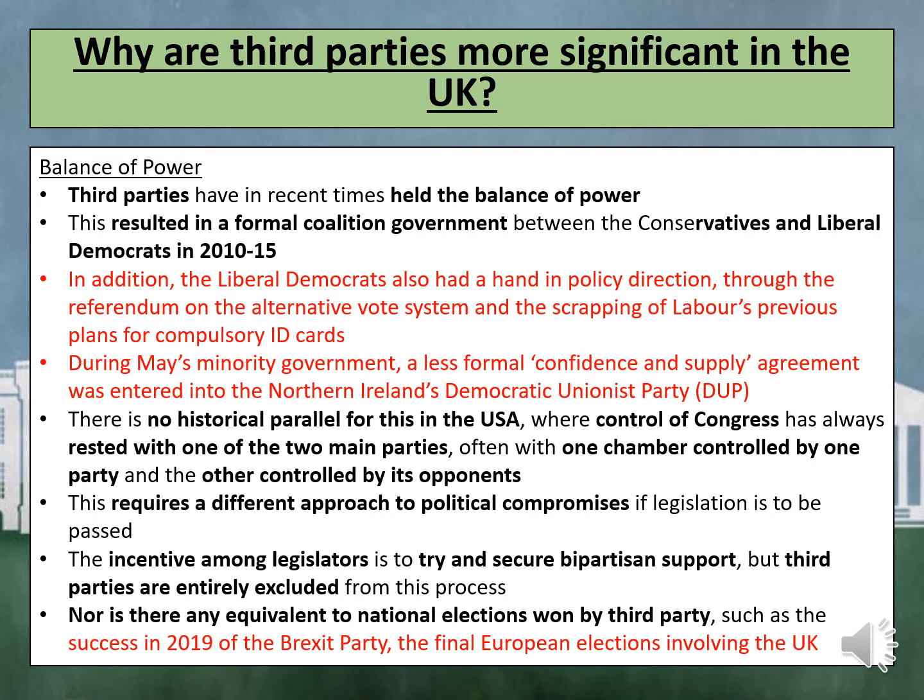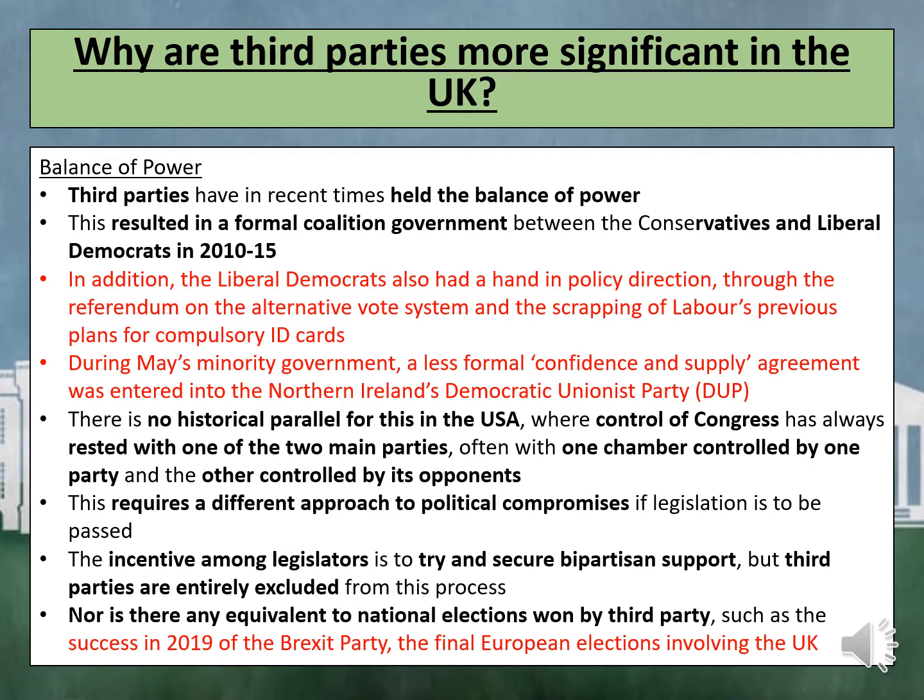During May's minority government, a less formal confidence and supply agreement was entered into with the Northern Ireland Democratic Unionist Party, or the DUP. Among other things, the deal secured an extra £1 billion worth of funding for Northern Ireland and an ongoing agreement by the Conservatives to safeguard the Union.